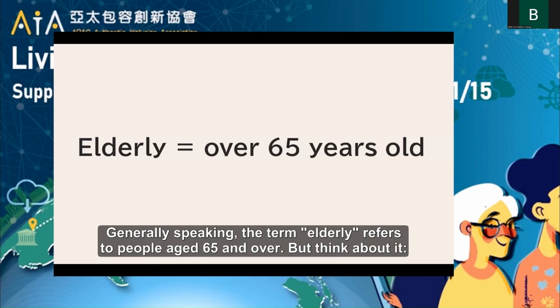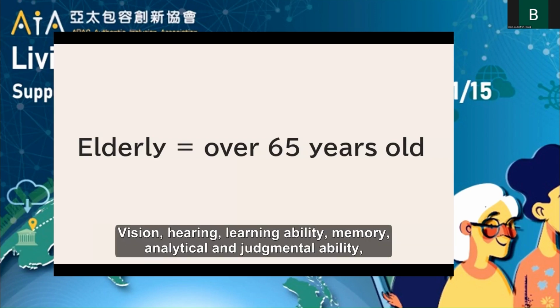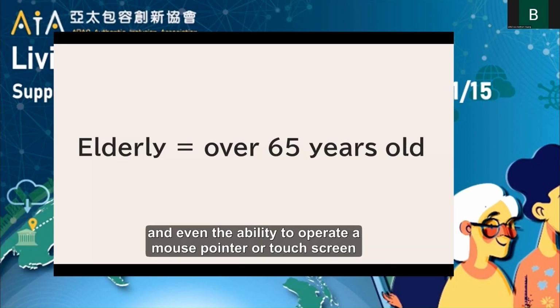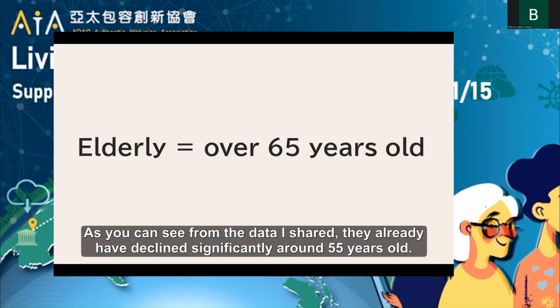Generally speaking, the term elderly refers to people aged 65 and over. But think about it. Vision, hearing, learning ability, memory, analytical and judgmental ability, and even the ability to operate a mouse pointer or a touch screen do not suddenly start to decline once you reach the age of 65. As you can see from the data I shared, they have already declined significantly around 55 years old.